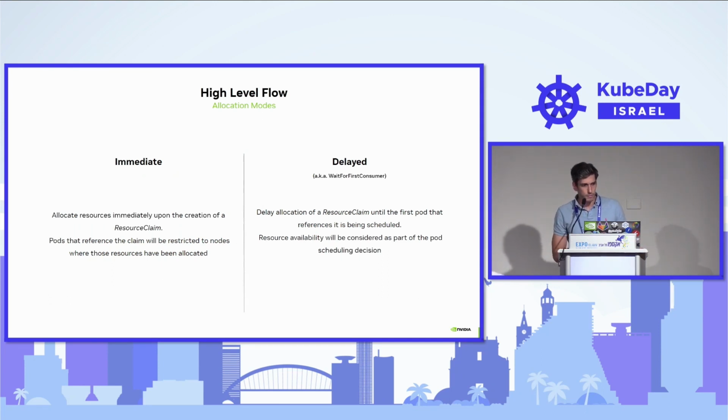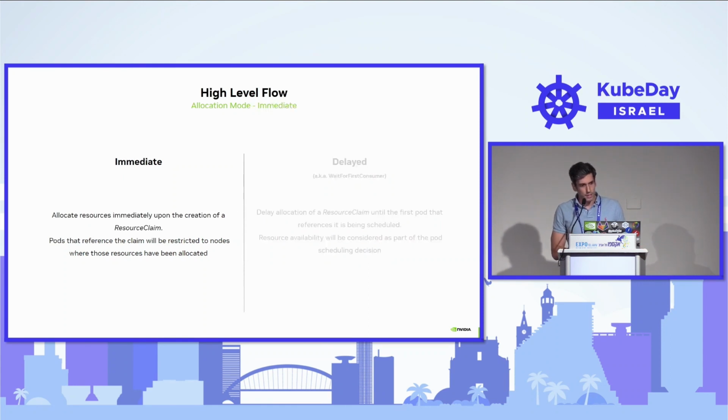In regards to the allocation modes, there are two. One is immediate allocation, which means that the allocation happens immediately for a resource claim. Once the resource claim is created, the resource driver will allocate the resource on a specific node, and then a pod which references this claim will get scheduled onto that node. Delayed allocation, also known as wait for first consumer, will delay the allocation of a resource claim until a pod is referencing it. At that point, the resource availability will be considered as part of the pod scheduling, in the sense that the entire request of the pod, the resources, CPUs, device plugin, and other claims, will be taken into consideration in the scheduling decision, and we'll see how this happens.